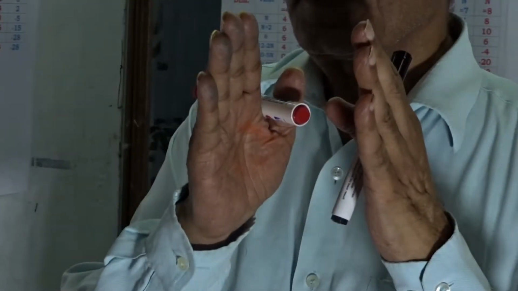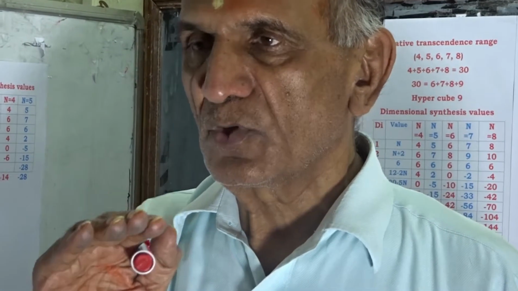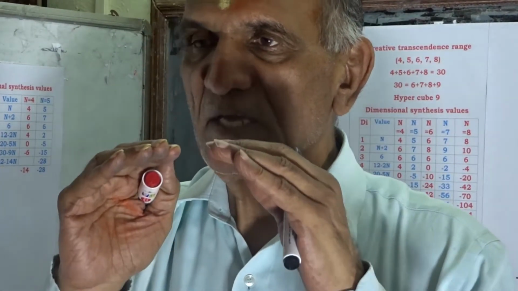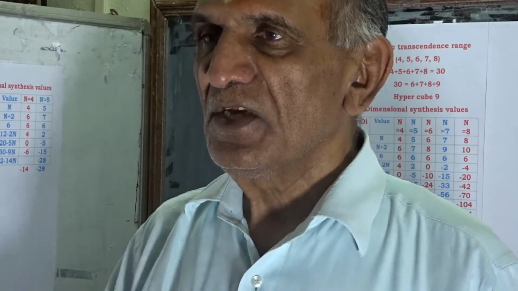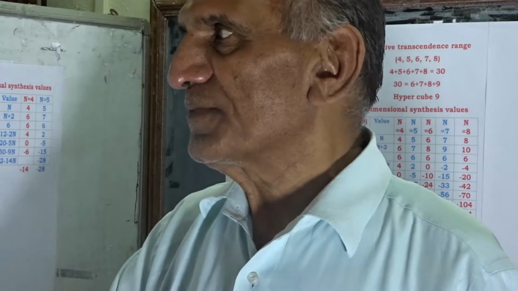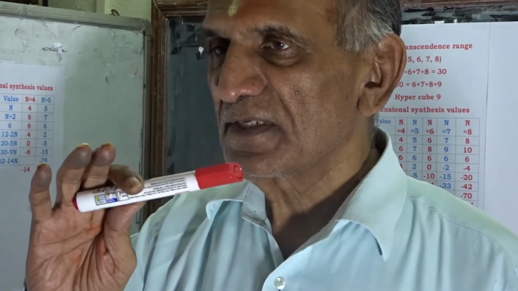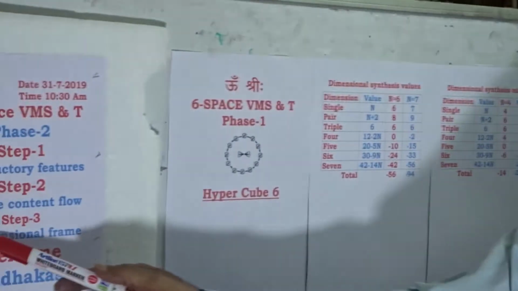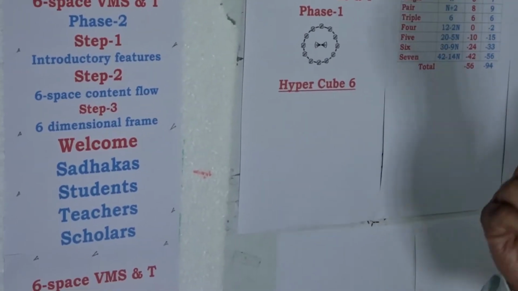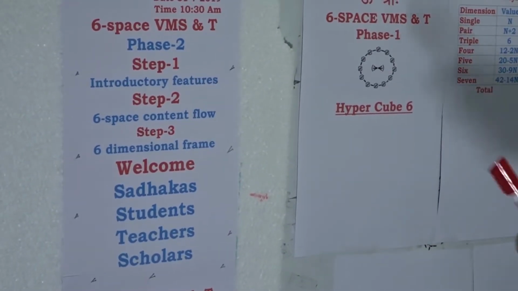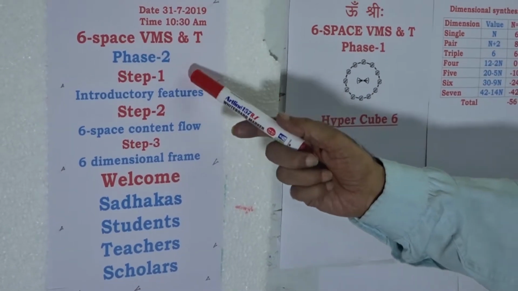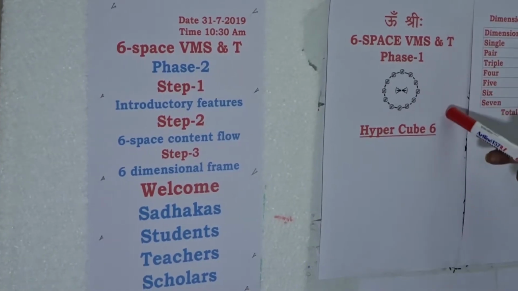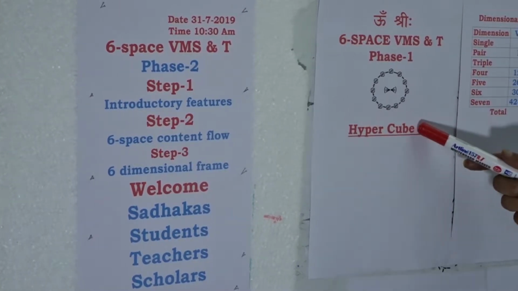Let us open our notebook, 6-space VMST notebook. In it we shall make a note that in Phase 2 of 6-space VMST, in Step 3, today the focus is going to be upon 6-dimensional frame. Make a note that in 6-space VMST, we are in Phase 2. In Phase 1, our focus has been upon Hypercube 6 format.